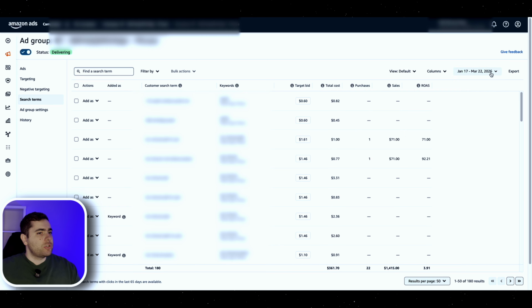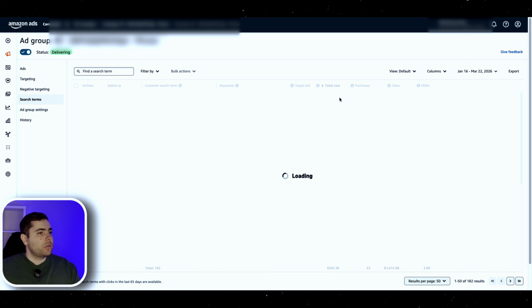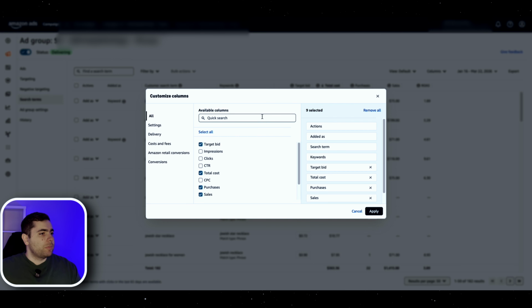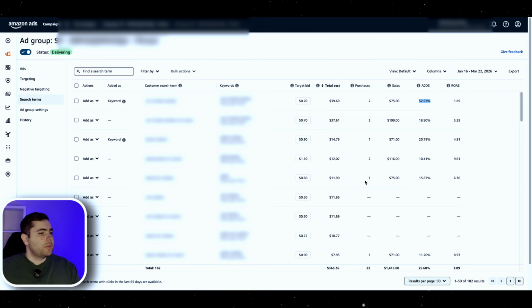So for example, let's check the last 65 days. Let's filter by total cost. As you can see here, potentially this search term can be considered to be negated, but it has acceptable performance. Let me open the ACOS. So it has 53%. Yeah, this is the only candidate for now. We can consider that everything else does pretty okay.